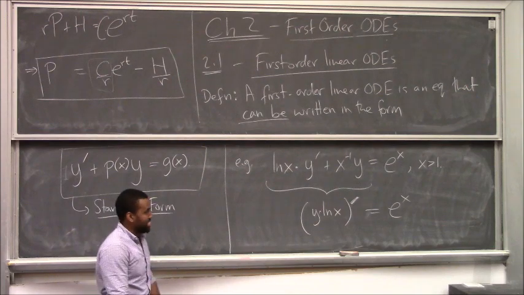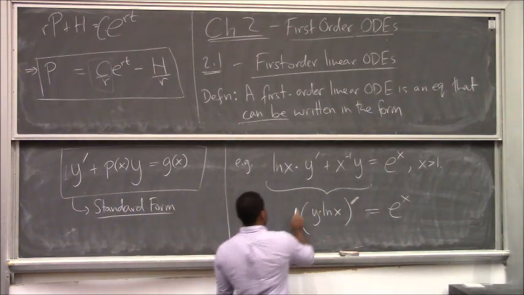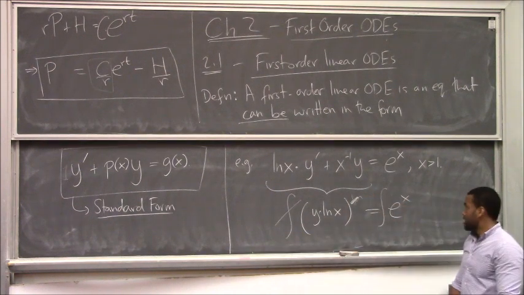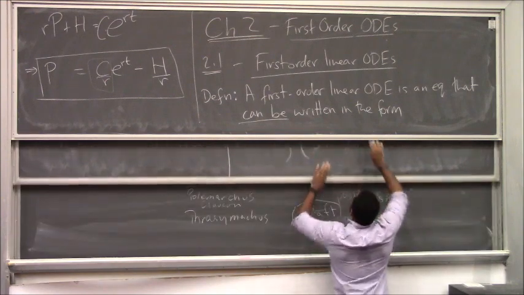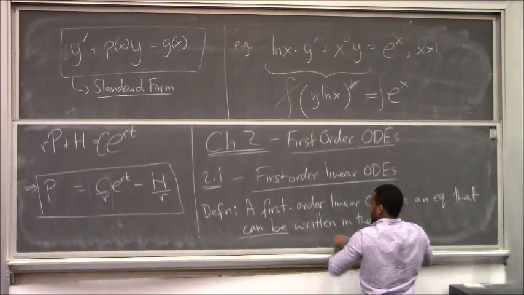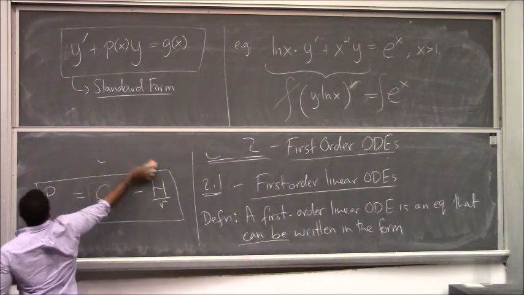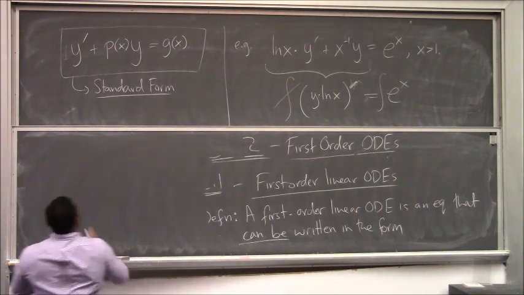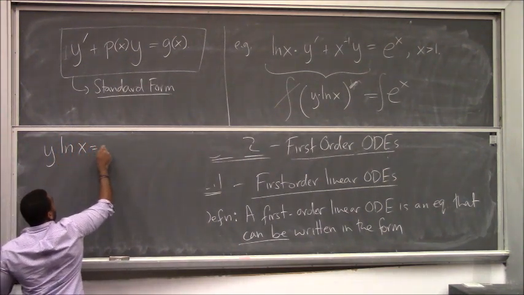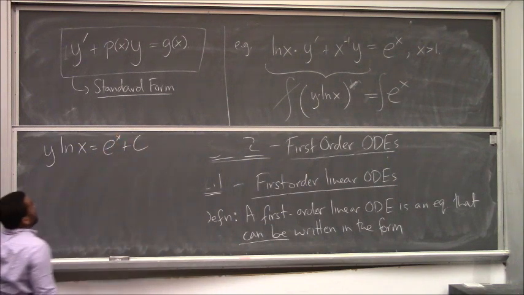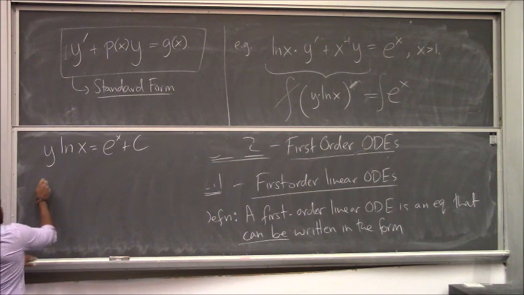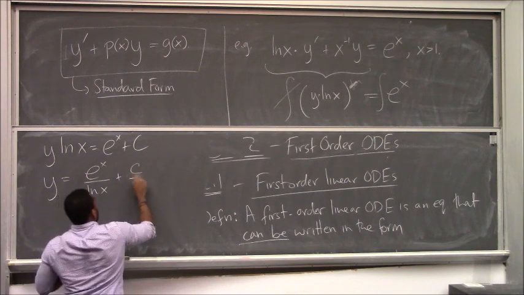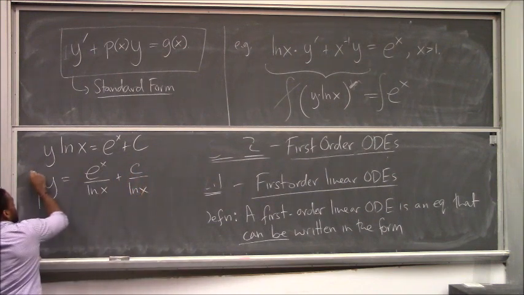Very convenient. That's awesome. And we can finish by integrating both sides. The fundamental theorem of calculus is going to tell us that this is going to kill that. And so here we have y times ln x equals e to the x plus c. And so I can solve for my y here as e to the x over ln x plus c over ln x. And that is the solution.